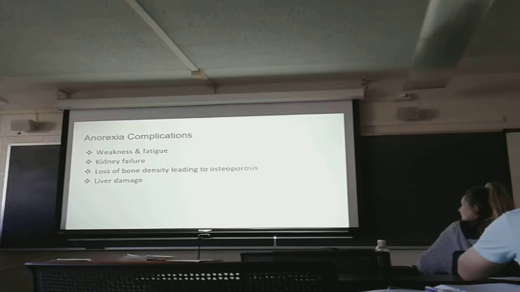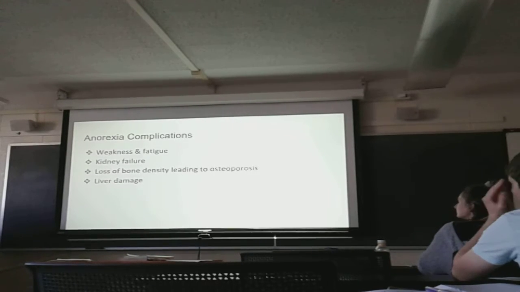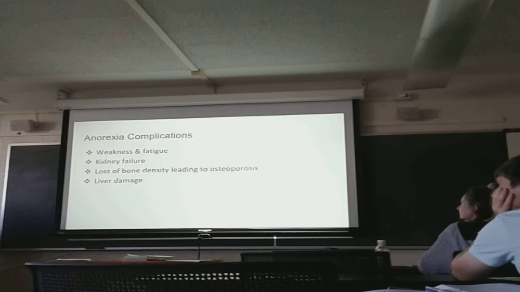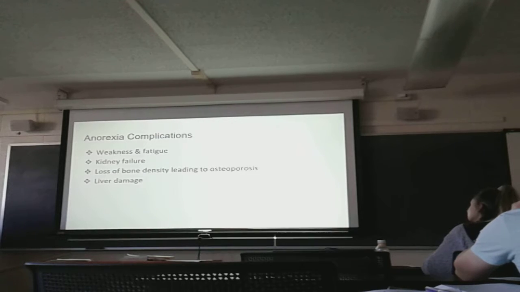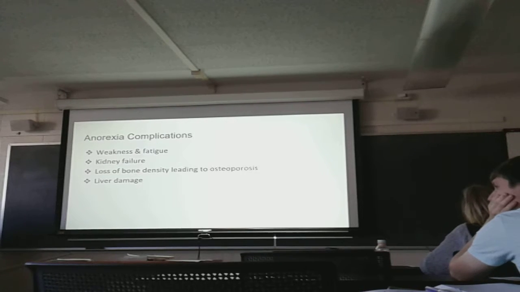Just think about somebody who's not nutritionally sound. What are they going to look like? If it's messing with their electrolytes, it's going to affect their kidneys. It could lead to kidney failure, weakness, and fatigue. They're not getting their nutrients, so their bone density is going to be affected. It can affect their liver. But here's the key, anorexia is very dangerous. It's the most dangerous because of not getting enough nutrients, so it could lead to death.